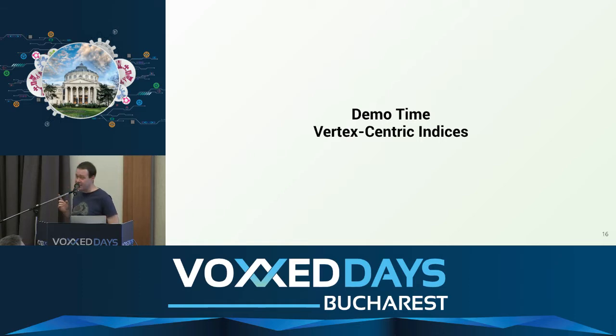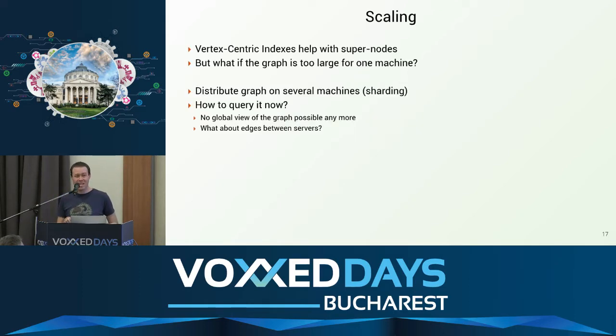But as I told you, this data set is only on my local machine. What if I have a graph that is large enough to not fit on my machine? So, scaling. I have a graph that is so large that I need to store it on several servers. Vertex-centric indices help with supernodes. They also help with distributed graph databases, but they do not solve the complete problem.